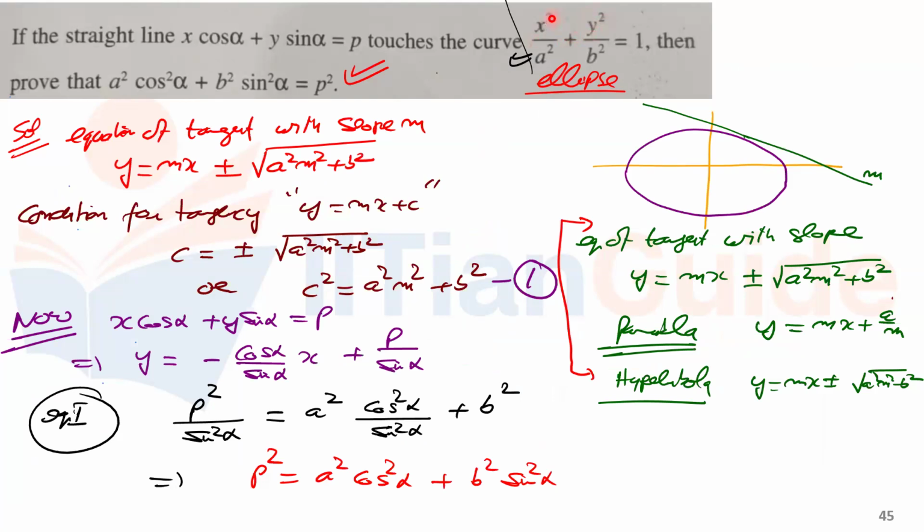It can change: x square upon a square plus y square upon b square plus, I can say, some term in x is equal to 1, then I cannot apply the formula because the ellipse is not in the standard form. I may have the equation 2x square plus 3y square plus 10xy is equal to 1. This is not a standard conic, neither ellipse, neither hyperbola, nothing. Sometimes I may have a 3-degree equation. In that case, we cannot apply any other formula, so forget about this.